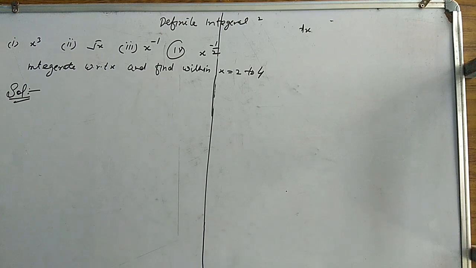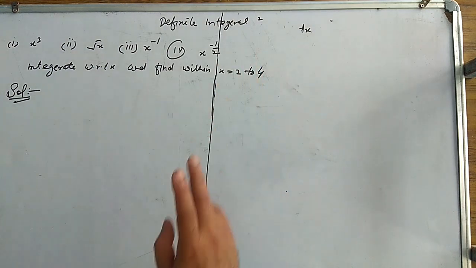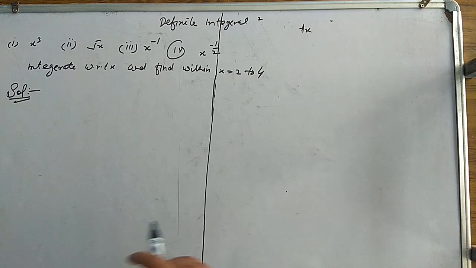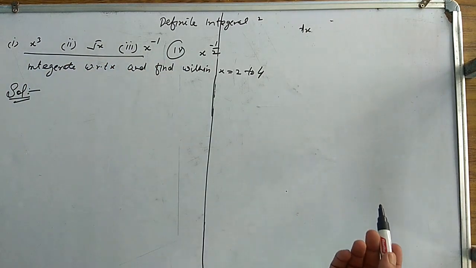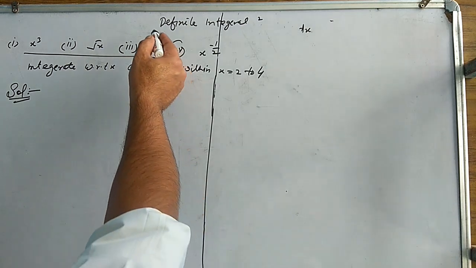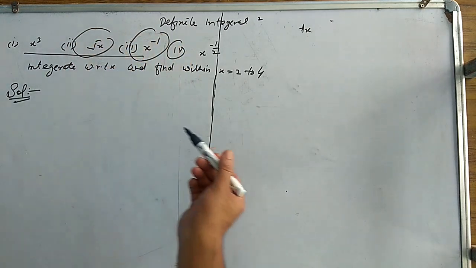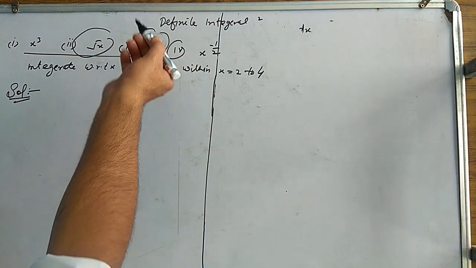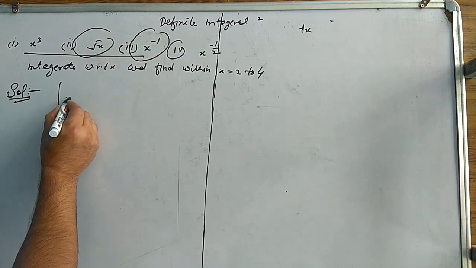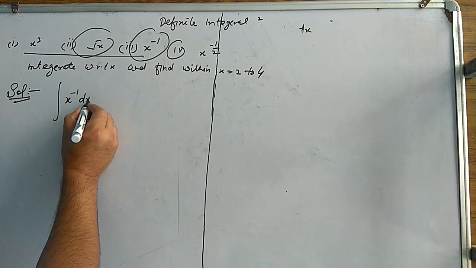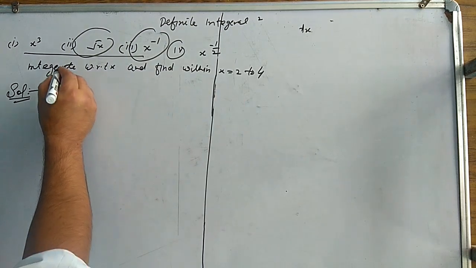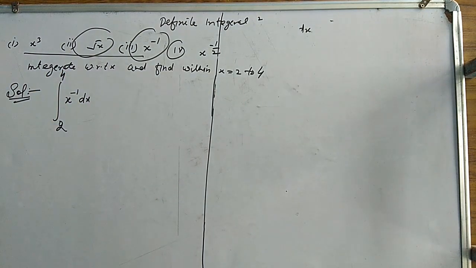In the next question, I sent you that integrate all these 4 with respect to x and find within the limits 2 to 4. The fourth one I have solved in your notes. Out of these 3, we can take any one. I think this will become a little bit difficult for you to use. Out of these 2, let me take any one. Let's take the third one, right? Integrate of x to the power minus 1 dx, limits 2 to 4. Okay, now see.